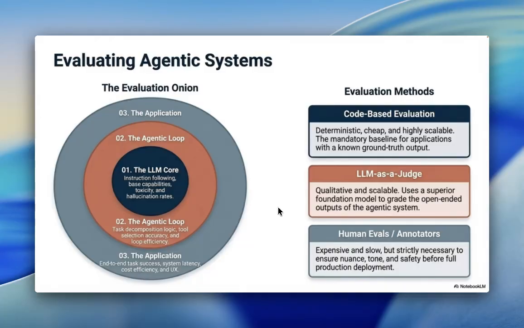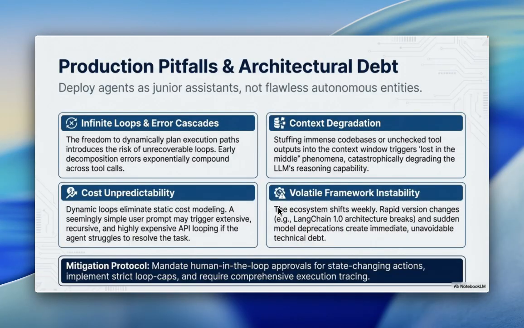Evaluation methods. Code-based evaluation: deterministic, cheap, and highly scalable, the mandatory baseline for applications with a known ground truth output. LLM as a judge: qualitative and scalable, uses a superior foundation model to grade the open-ended outputs of the agentic system. Human evaluation and annotators: expensive and slow, but strictly necessary to ensure nuance, tone, and safety before full production deployment.